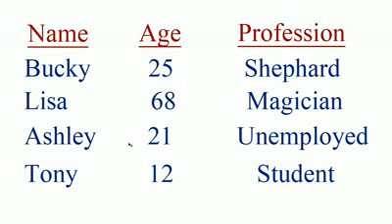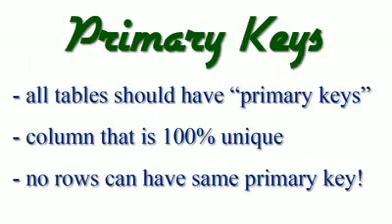How many people named Ashley are unemployed in the United States right now? Probably 5,000, I'm guessing. Well, this isn't a really effective way to make a table because you can have a lot of duplicate entries. You can even have an Ashley that's 21 and unemployed. There are probably a couple hundred of those. So instead of just making a table like this, what you need to use is a primary key.